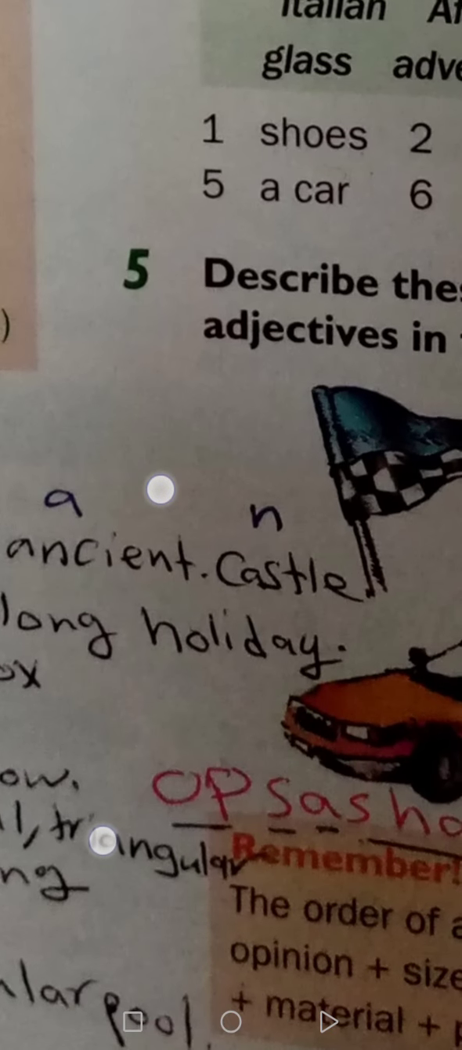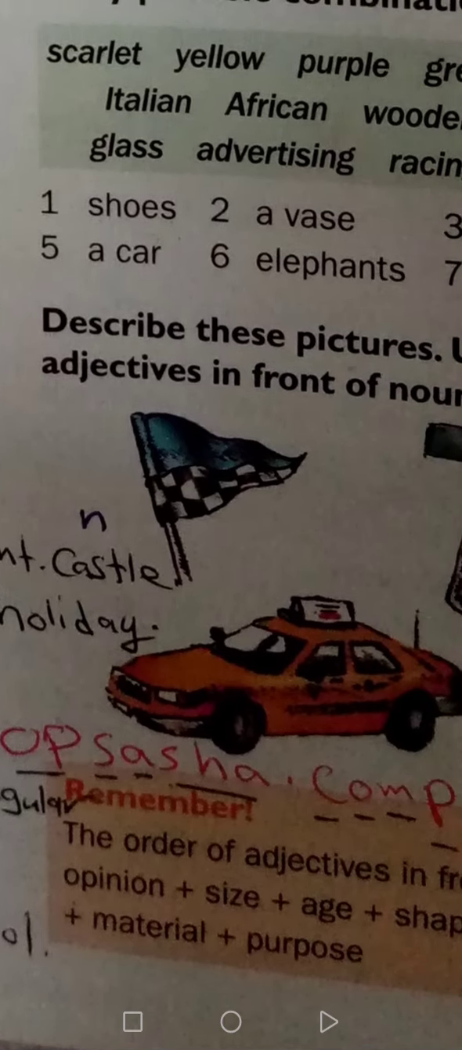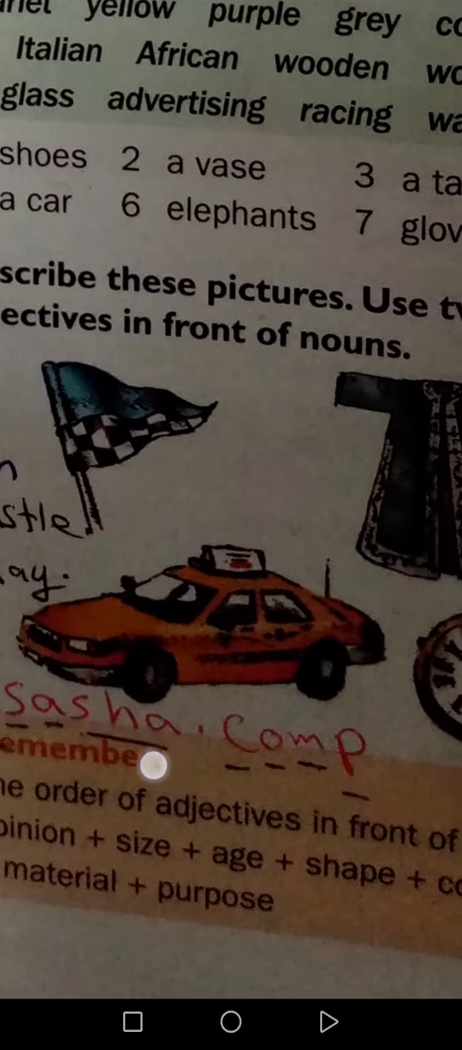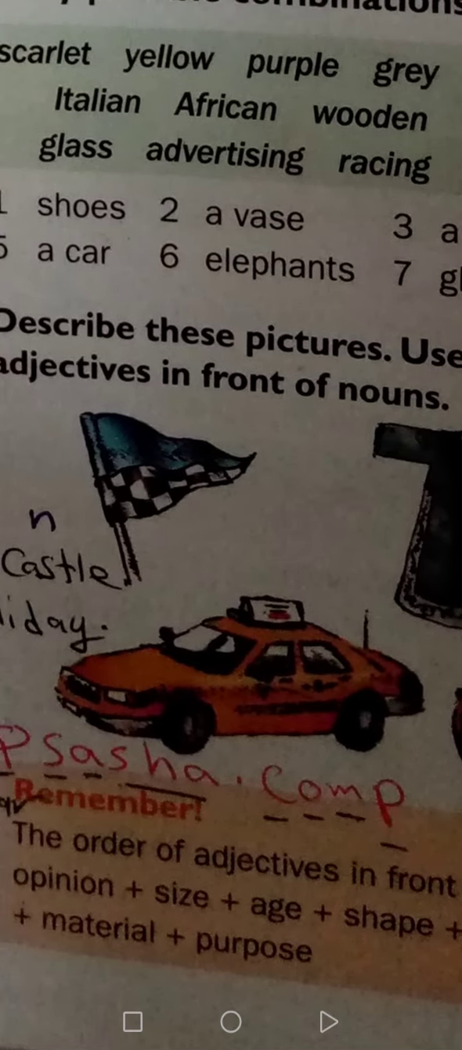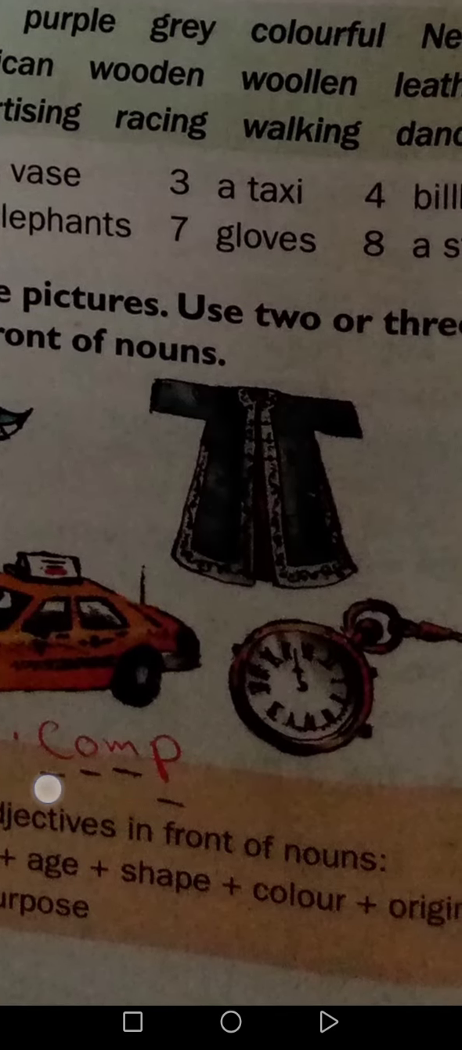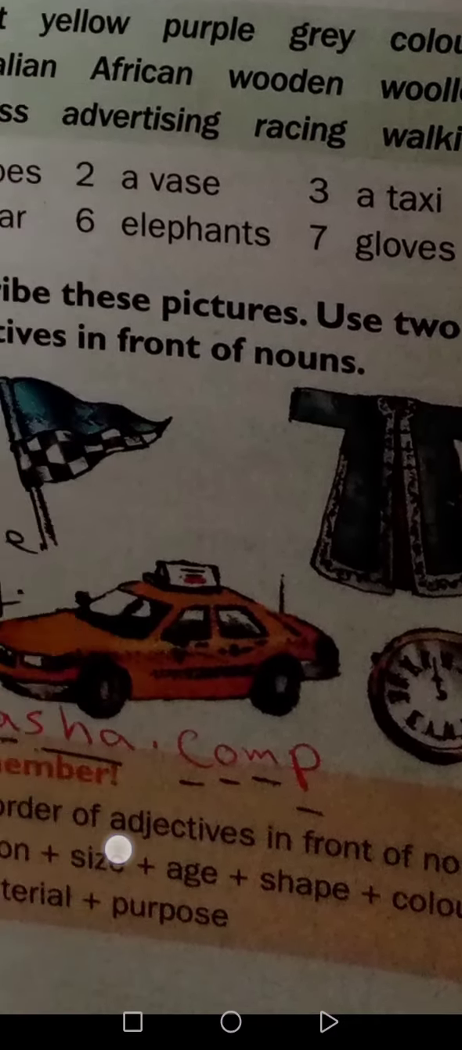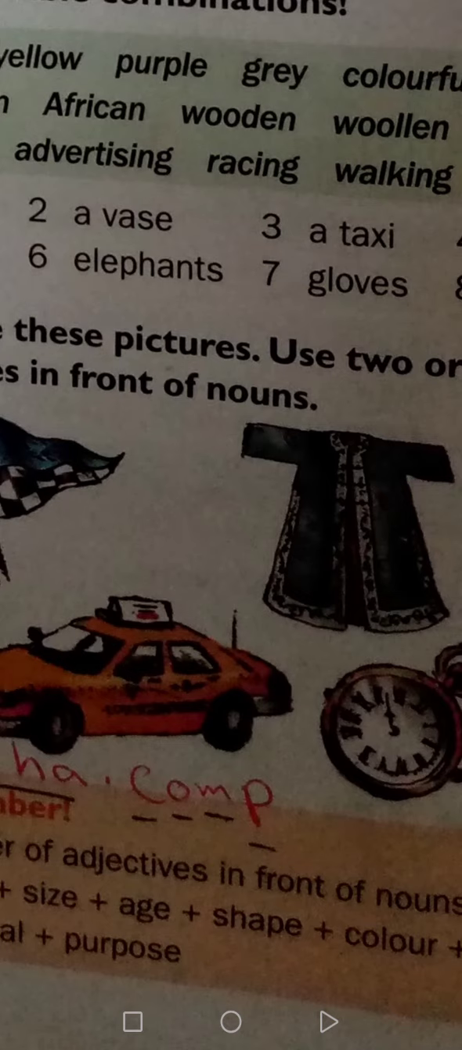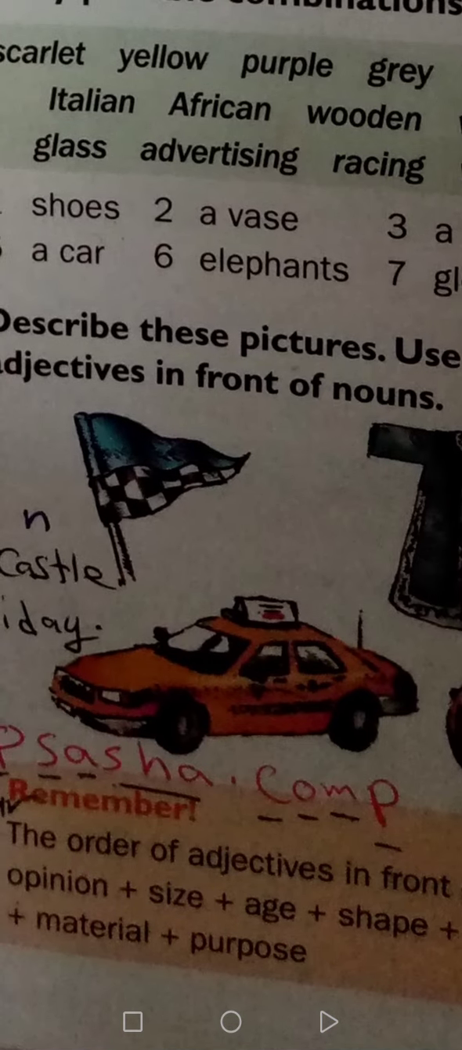OpSASCOMP. Op is an abbreviation for the classification opinion. S اللي هي size, ال A ال H, الشا shape, and الكا اللي هي color. As you see, Ka is a color, and O origin, and M material, and P purpose. This is the abbreviation of adjective classification.